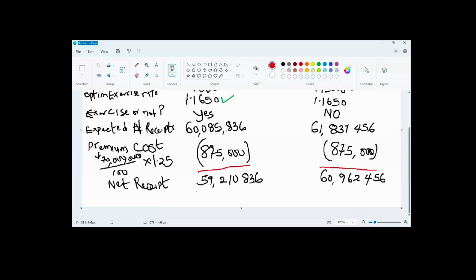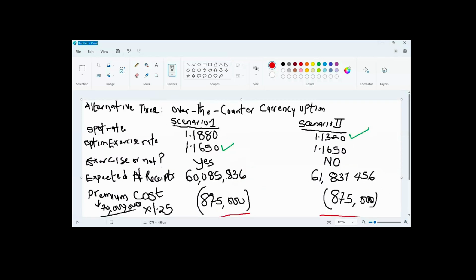Now to the question, why is it put option? Please, let's listen to that. You are done with this question. This is how to treat over the counter currency option. Now the question says, why do we take put option? Now you are going to do analysis more.